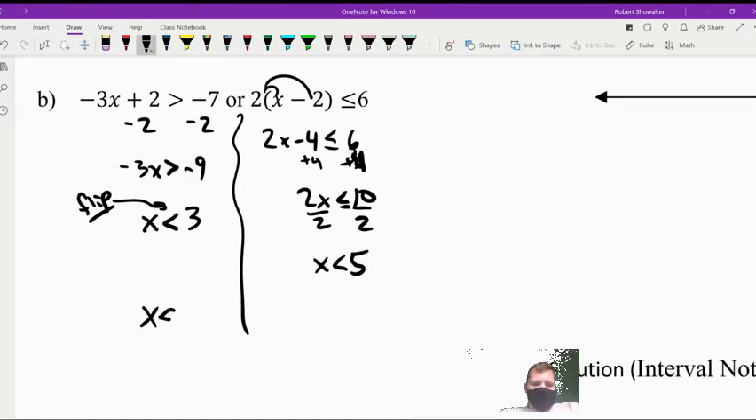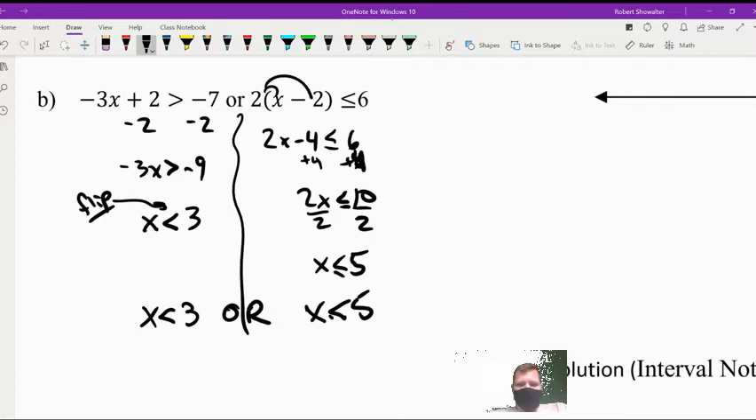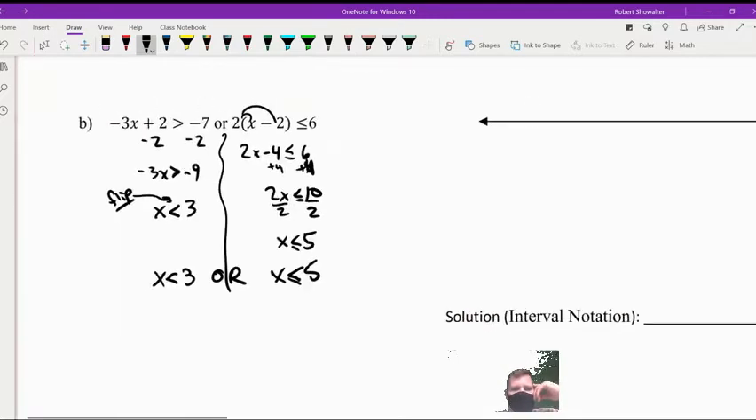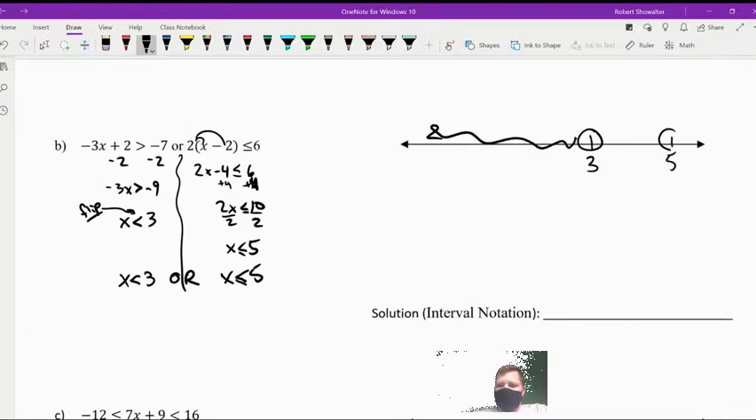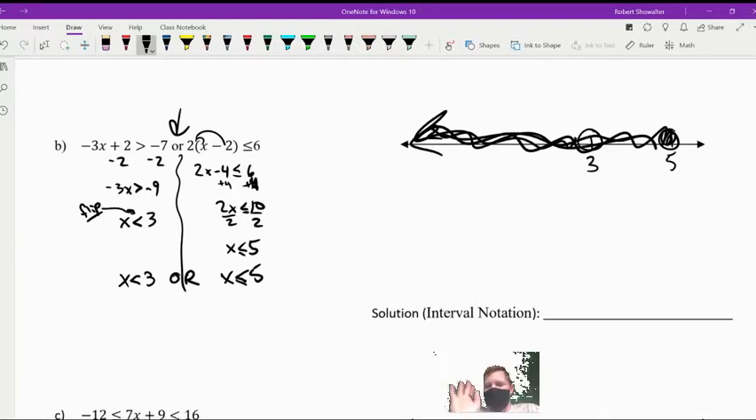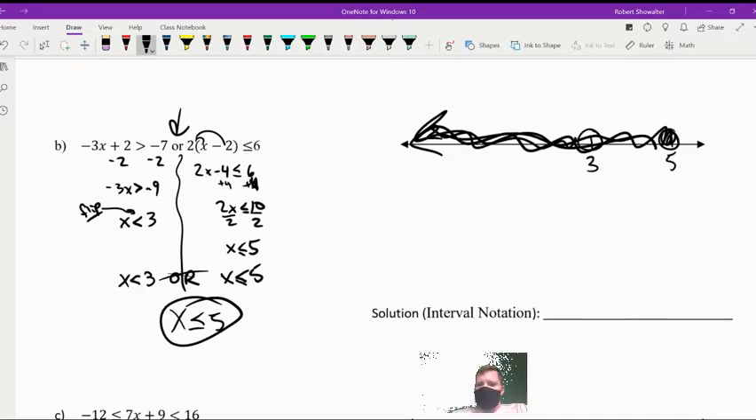So we have a situation where x is less than 3, with the word or, x is less than or equal to 5. Let's go ahead and graph these and see what happens in the picture. x is less than 3 would be that one. x is less than or equal to 5, that one. Again, it overlaps, and it's the word or, so we need to be careful. We recreate this: all we need is x less than or equal to 5 as our solution. Our interval is -infinity to 5 with a bracket.